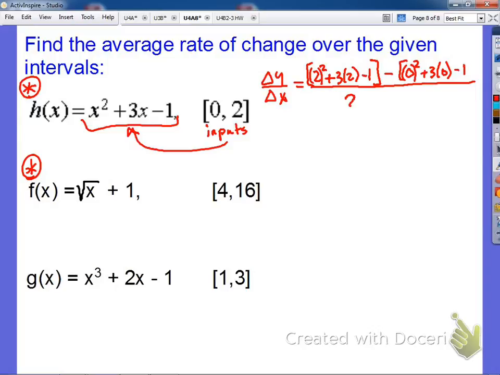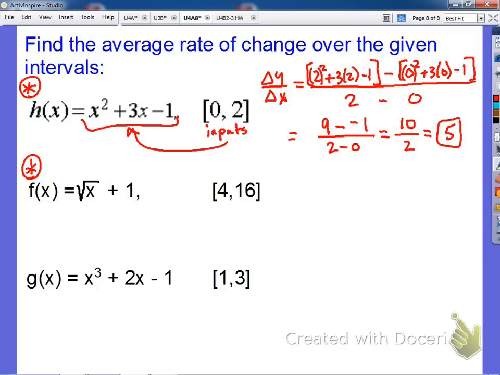Okay, so this is going to be 2 minus 0. All right, so simplifying this, I'm going to do this in my head. So this is 4 plus 6 minus 1. It's 10 minus 1, which is 9, minus 0 squared is 0, plus 3 times 0 is 0, minus 1. So that's a negative 1. So it's 9 minus a negative 1, all over 2 minus 0. So this is 9 plus 1, which is 10, all over 2, which comes out to be 5.